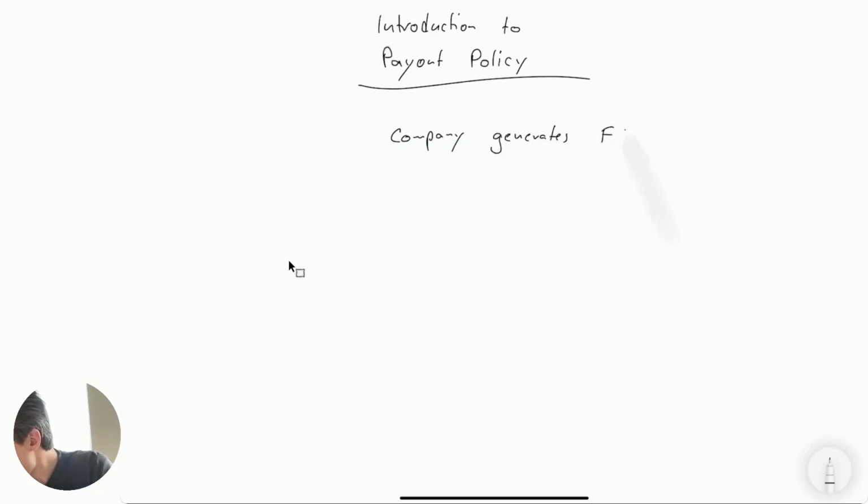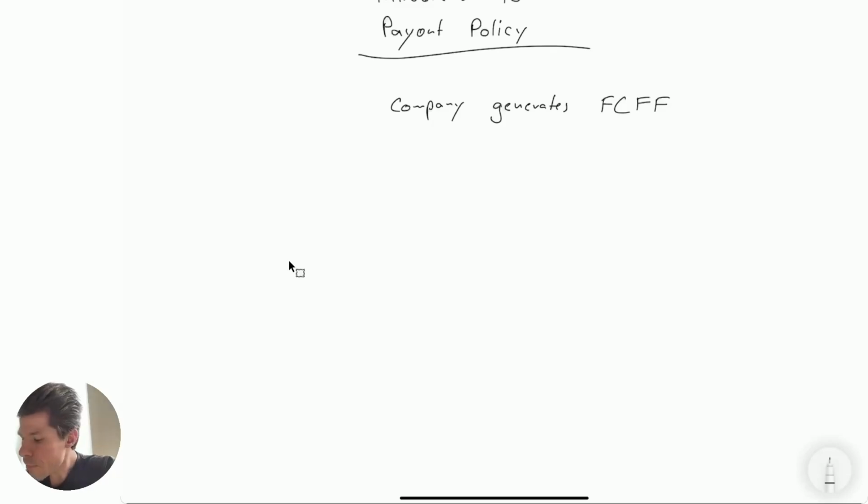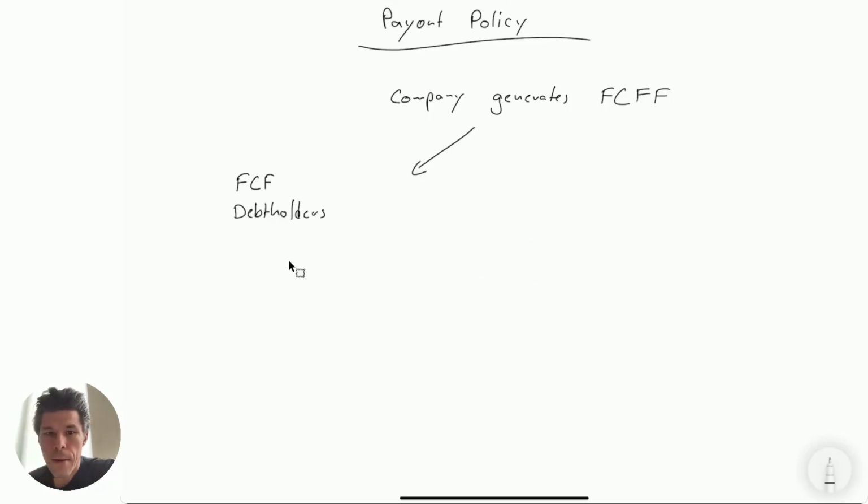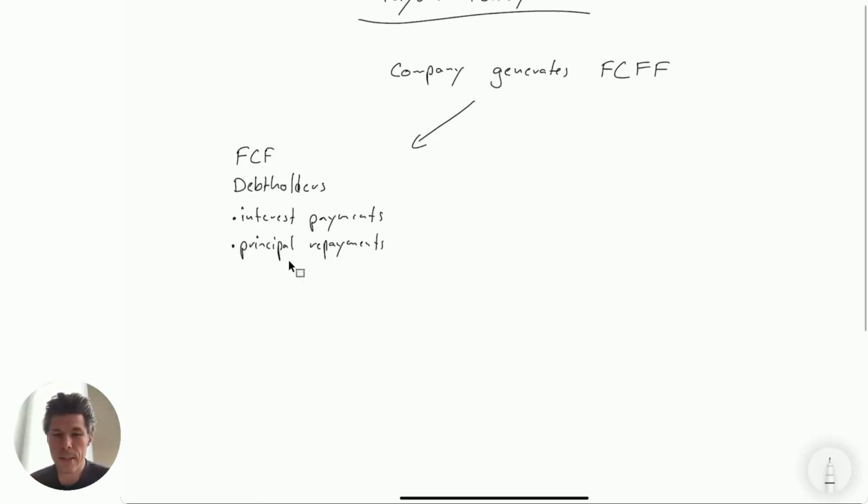So in general, as discussed earlier, the company hopefully generates free cash flow, call it free cash flow to the firm, which includes equity holders and debt holders. For debt holders, there's not much to discuss because these are mandatory: interest payments and principal repayments. Depending on how much debt is outstanding and what the terms of the debt instruments are, you have to pay interest and you have to pay your principal. So there's not much to decide.